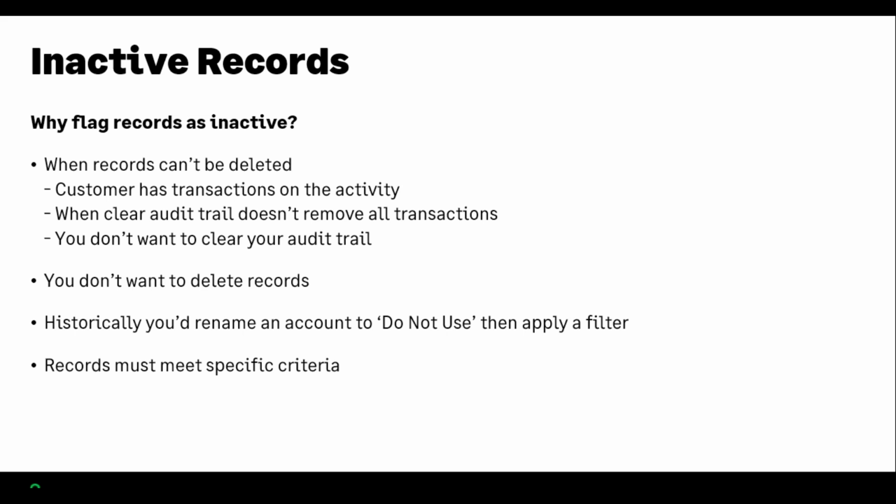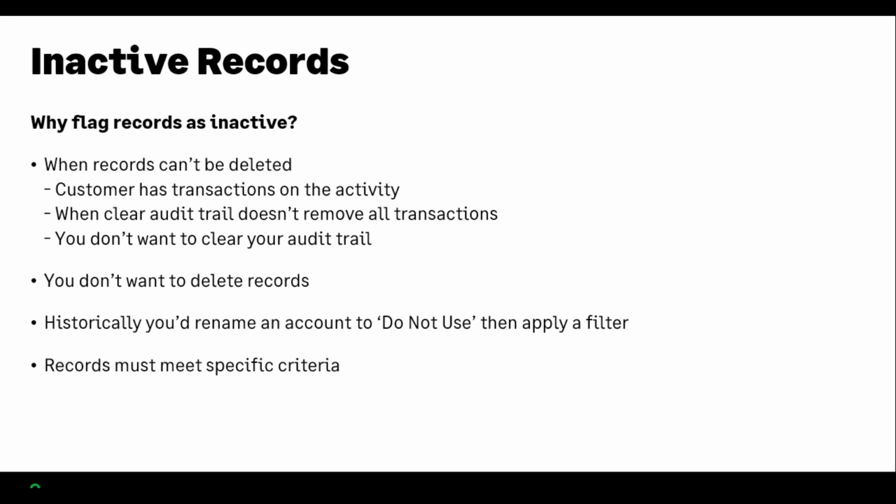So why would you flag your records as inactive? Well, maybe you don't want to delete them. Maybe they can't be deleted. Maybe there's still transactions on the activity that are unsettled and you just want to hide them. When your clear audit trail doesn't remove all transactions, maybe system-based, or maybe just you-based, you don't want to clear them. Again, just hide them. And that emphasized by the last dash there, you don't want to clear your audit trail. This is another option for you to hide those records.